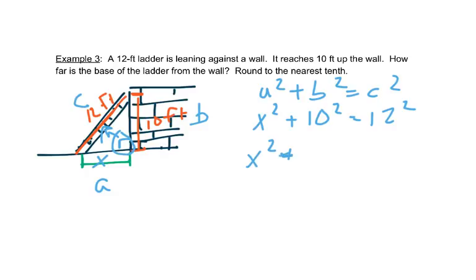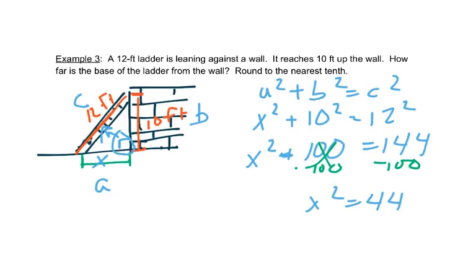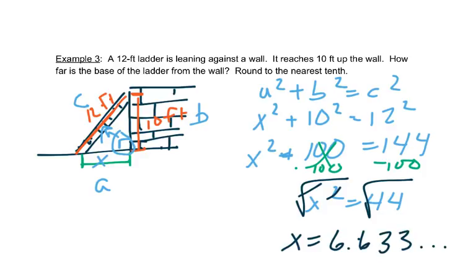X squared plus 100 equals 144. Subtract 100 from both sides. That leaves me x squared equals 44. We'll take the square root of 44, and that is x equals 6.633. It keeps going. We want to round to the nearest tenth, so the 3 after the 6 tells us to leave it as a 6. And we have 6.6 feet.